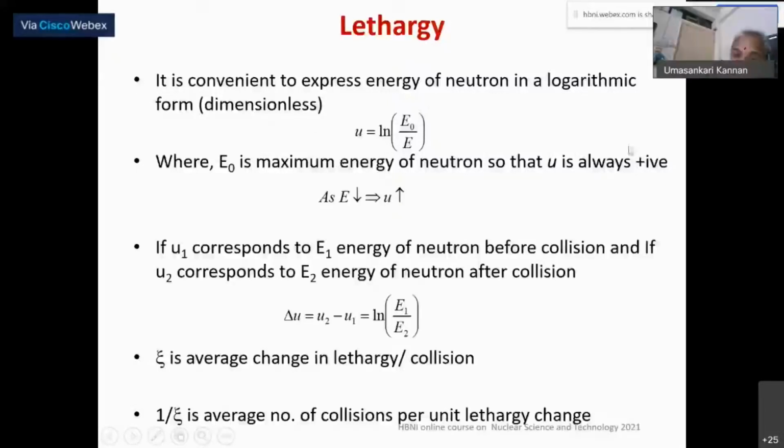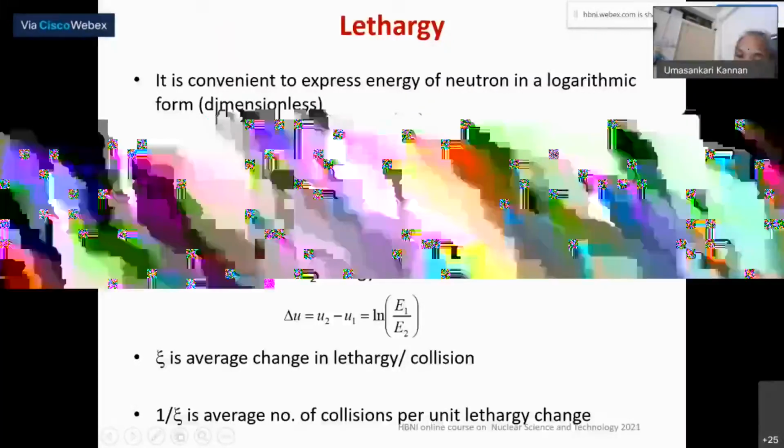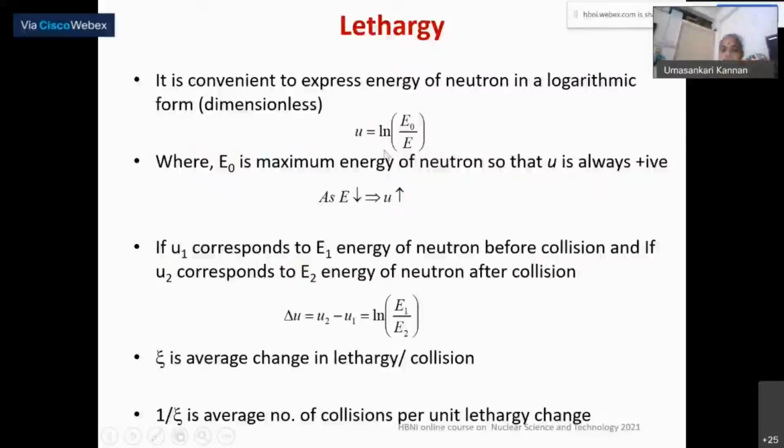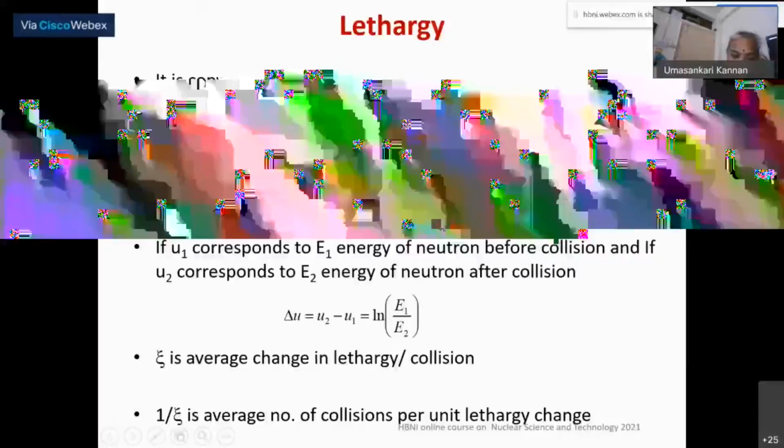So as the energy of the neutron decreases, the lethargy will increase. That means it is lethargic, related to the slowing down. The slowing down process is considered to be lethargic, or how the neutron is losing energy. So we define a quantity which is dimensionless, called the lethargy of the neutron. It is convenient in some reactor physics parlance to express the neutron energy loss in the form of lethargy. That is why we say this.